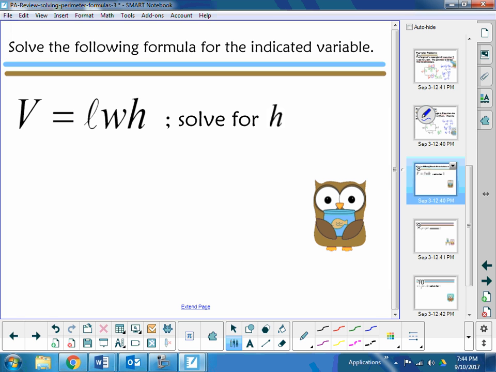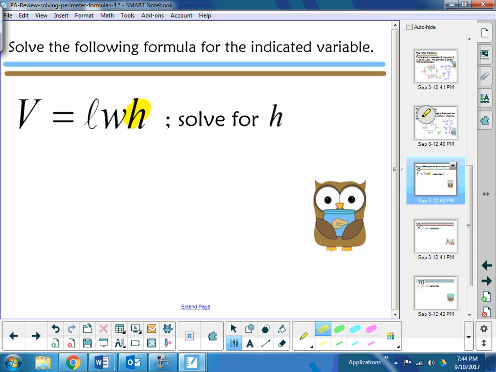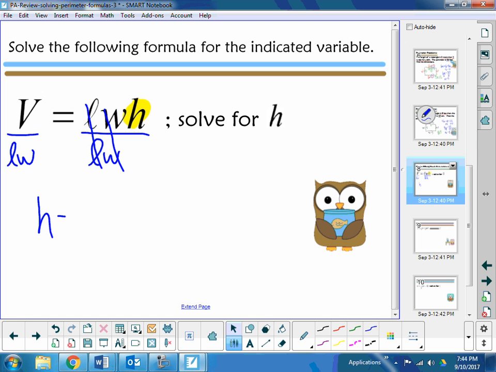So this is our formula, V equals L times W times H. We're trying to isolate H, which means I need to get rid of the L and W. Well, multiplication is what's happening here. So in order to undo that multiplication, I'm going to divide by L and W. When I do that, that cancels out, which leaves H by itself. So H is equal to V divided by LW.